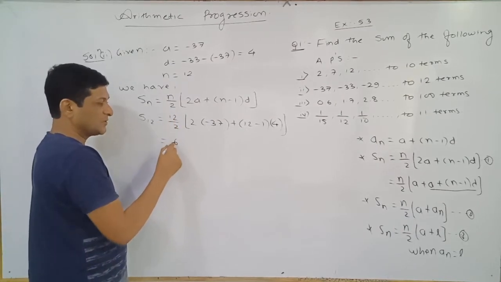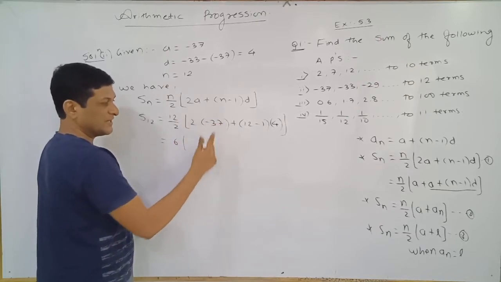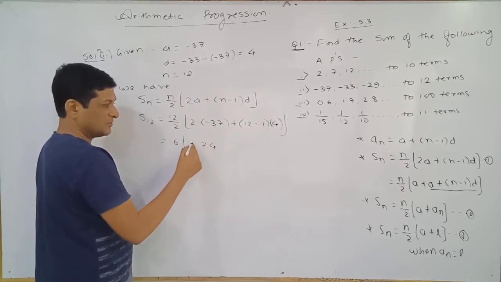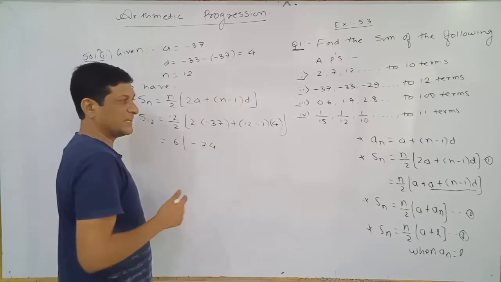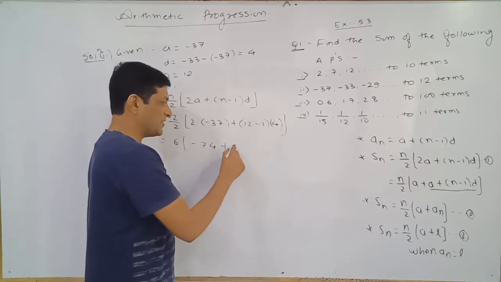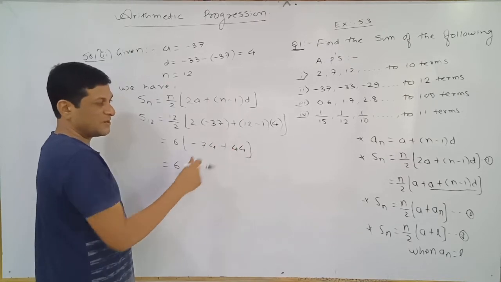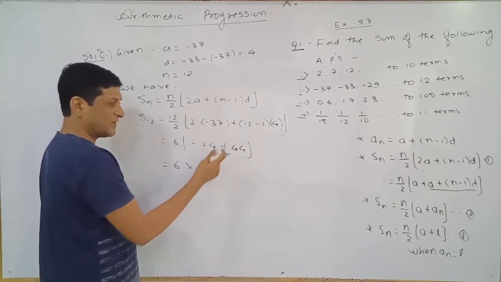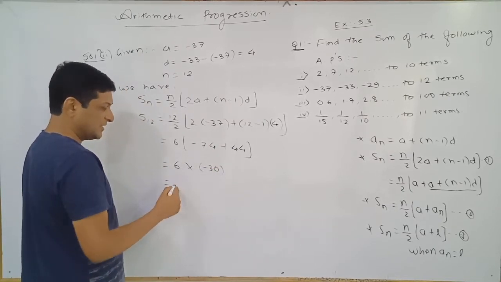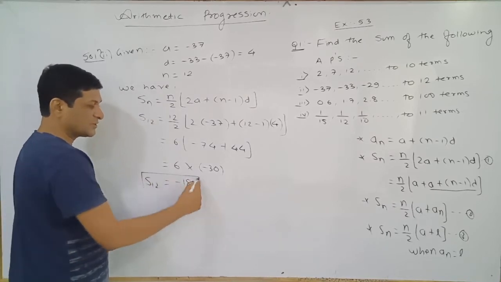12 upon 2 is equal to 6, minus 37 into 2. Let us perform this multiplication. 2 7s are 14, carry 1, 2 3s are 6, 6 plus 1 is 7. So the product of a negative and a positive number is negative. Plus now 12 minus 1 is 11, and 11 4s are 44. So 6, keep it as it is. Let us find the addition. Minus 74 plus 44 will be equal to minus 30. So 6 into minus 30 will be equal to minus 180. In this way we have got the sum of 12 terms is equal to minus 180.